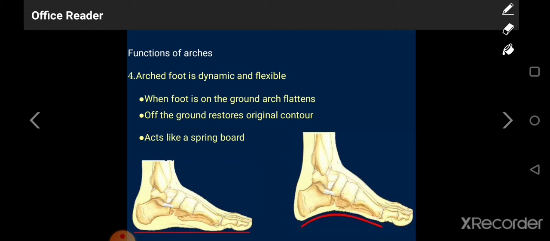Arched foot is dynamic and flexible. When the foot is on the ground, the arch becomes flattened. When it is off the ground, it restores its original contour. It acts like a springboard.